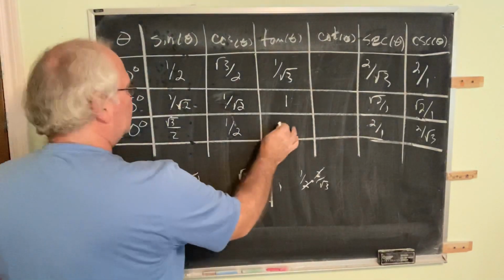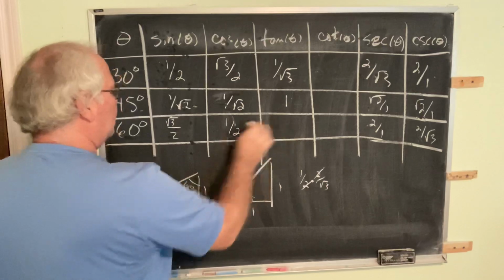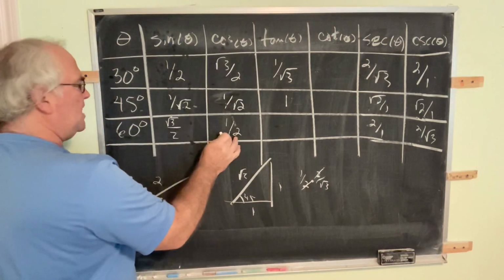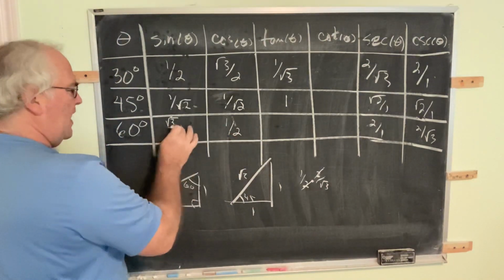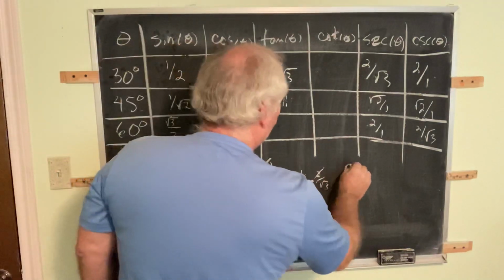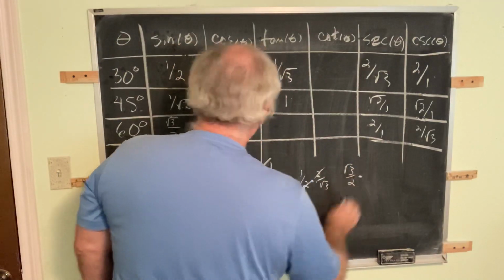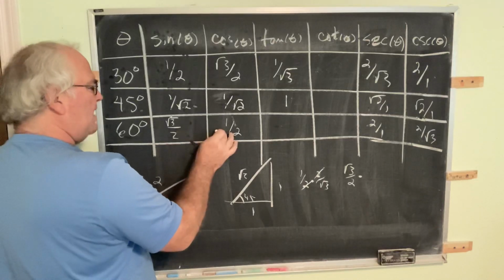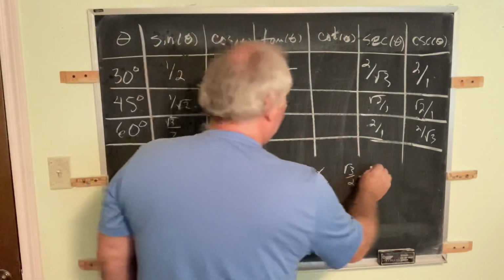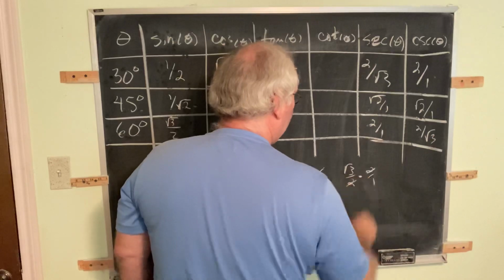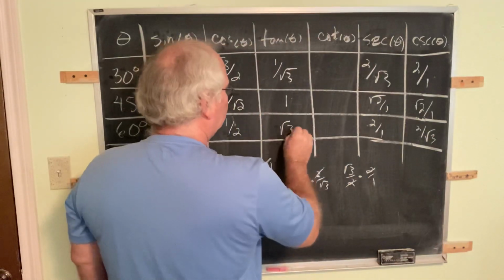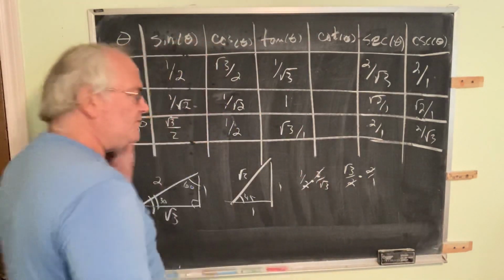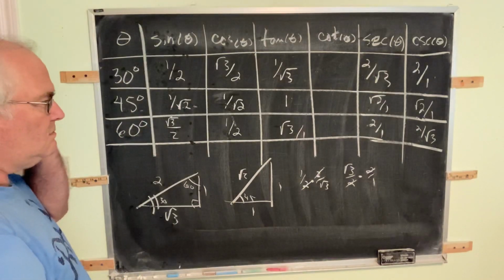And then tangent, right? Tangent is sine over cosine. And so we have root 3 over 2 multiplied by the reciprocal, 2 over 1, and we're out. So this is square root of 3 over 1 if you prefer. All right?